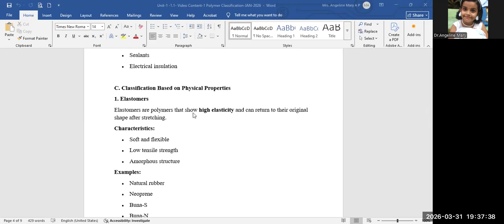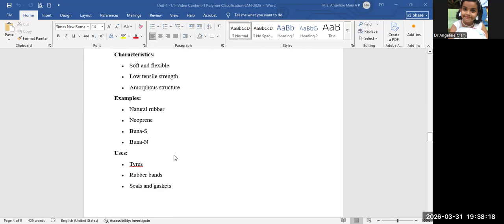Elastomers are polymers that show high elasticity and can return to their original shape after stretching. Once the polymer is stretched out, if you release the stretching force, it again comes back to the original shape. That means the polymer possesses high elasticity. It can be elongated; that is called elastomers. The characters of elastomers are that they are soft and flexible, and they possess low tensile strength and an amorphous structure.